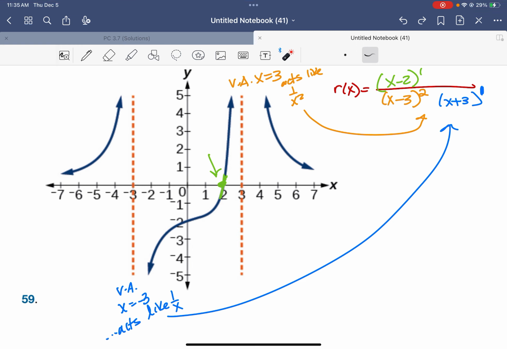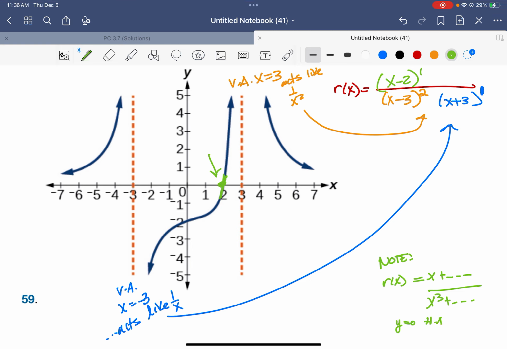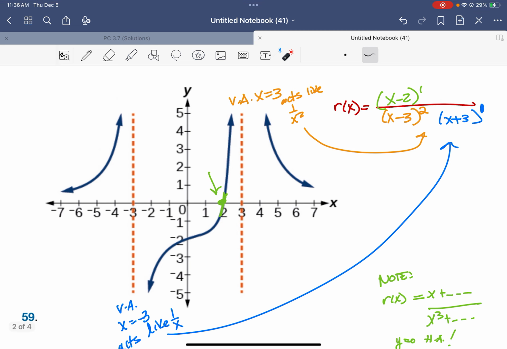We also see that as x gets really big, the end behavior of this thing, notice it looks like it settles down to 0 in both directions. Since the degree of this thing, you're going to do a little note. Since r of x equals x plus a bunch of stuff on top and an x cubed plus a bunch of stuff on bottom, y equals 0 is going to be a horizontal asymptote. In the long run, since the degree of the bottom is bigger, it's going to pull the whole thing to 0. So we are good in that we are doing the correct end behavior.